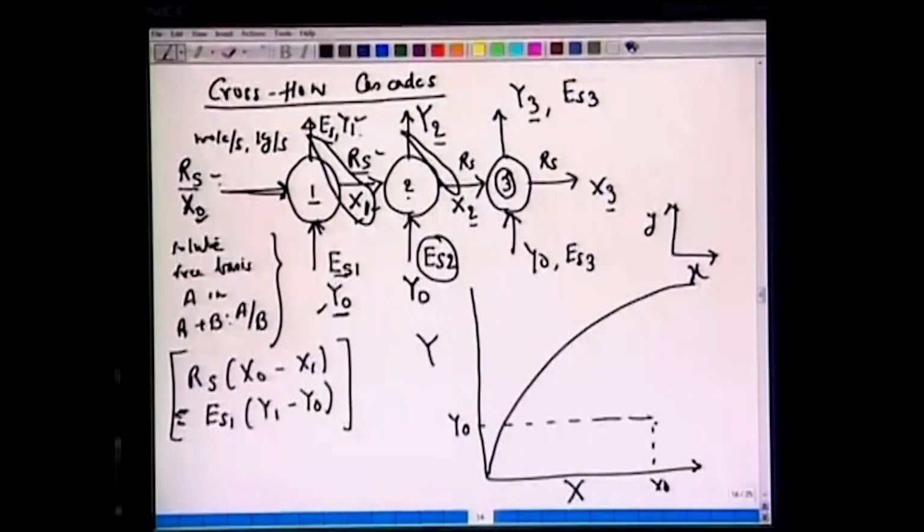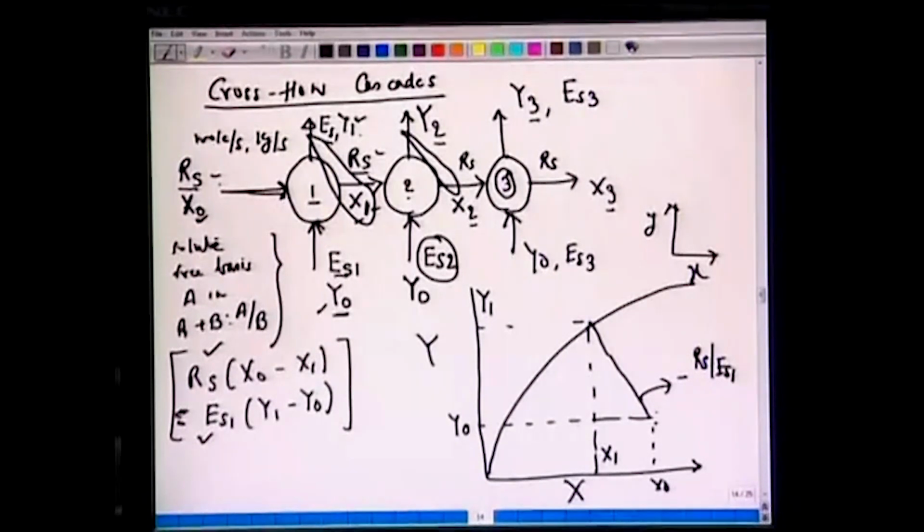So, if you have x0, y0, there are two ways of doing this. If we know the flow rates of Rs and Es1, then we can draw this slope here. It is easy to show, as in the previous cases, that this will be a negative slope, minus Rs over Es1. So, this is the slope of the operating curve, and if the streams y1 and x1, the two streams E and Rs, are in equilibrium, then this operating curve will hit here, and we have these compositions y1 and x1. Okay.